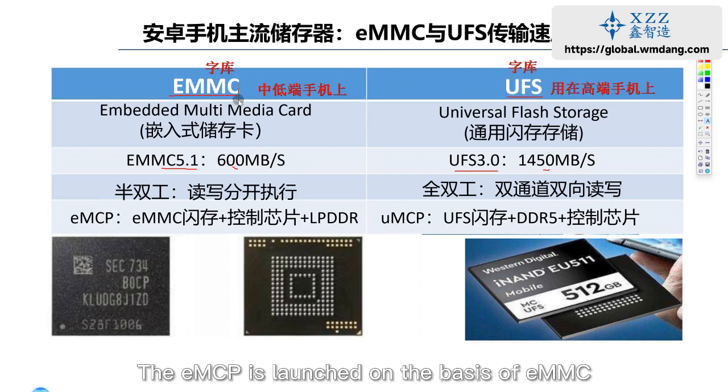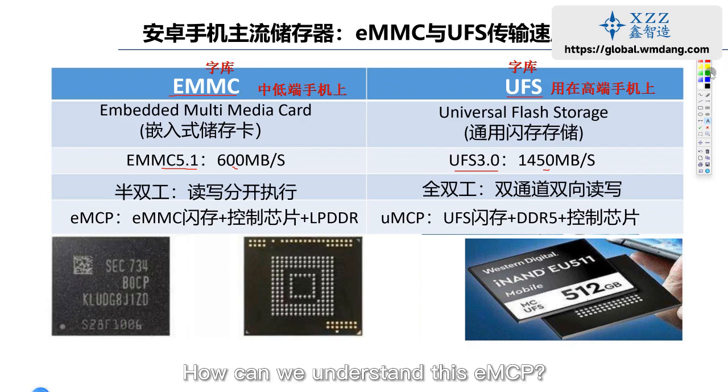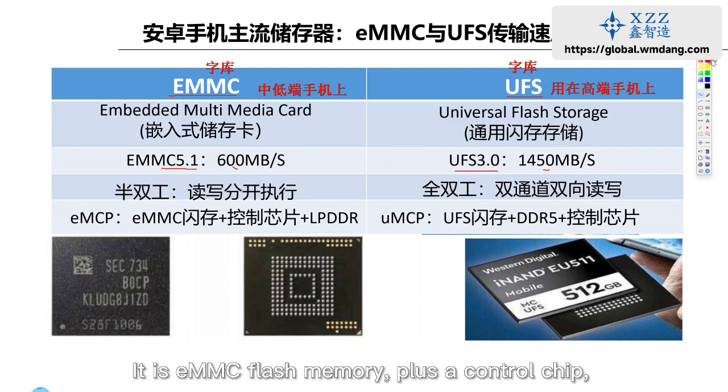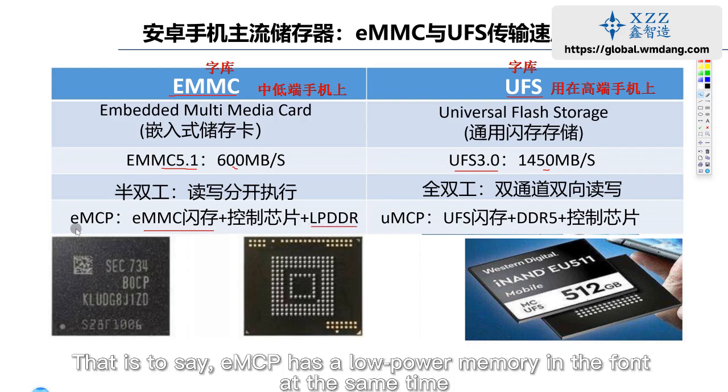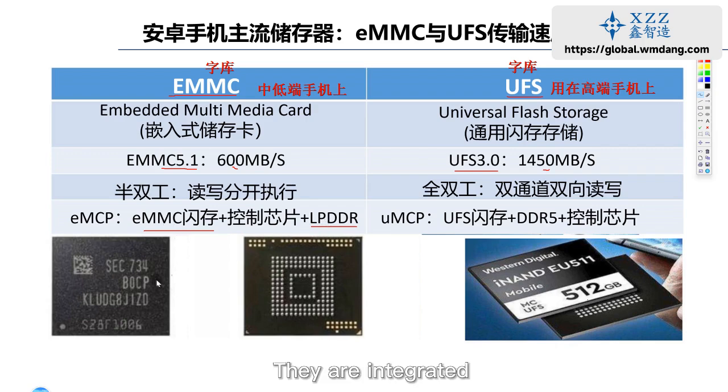The eMCP is launched on the basis of eMMC. How can we understand this eMCP? It is eMMC flash memory plus control chip plus running memory. That is to say, eMCP has low power memory in the phone at the same time. They are integrated. From the appearance, it is one chip.